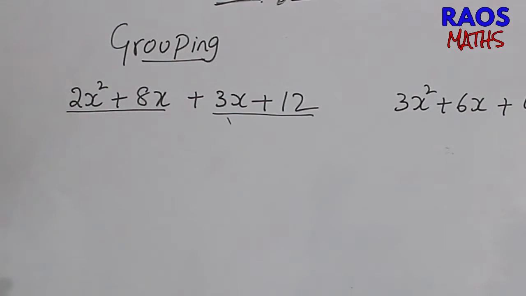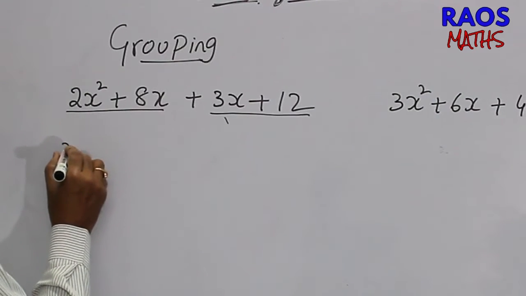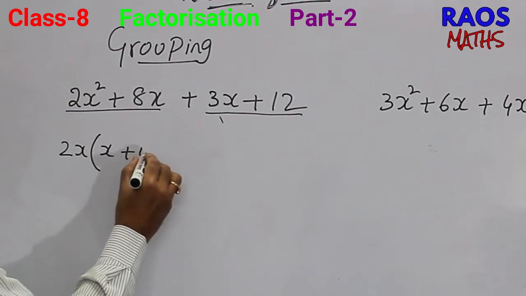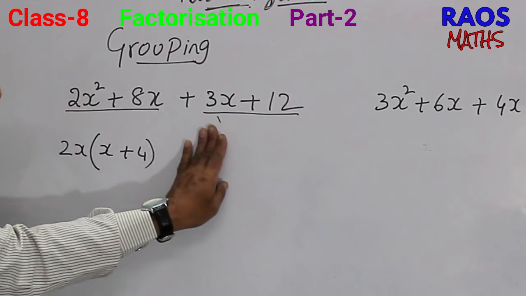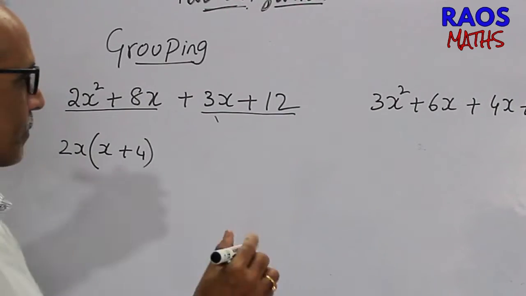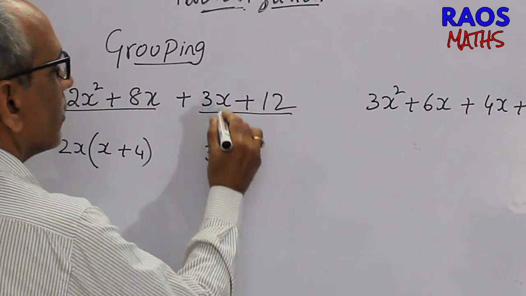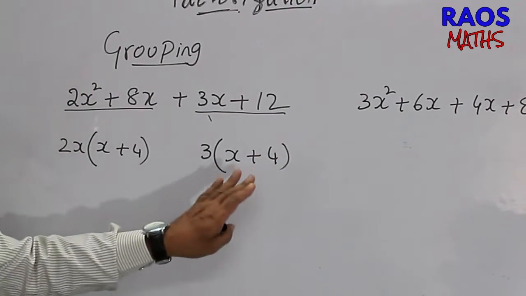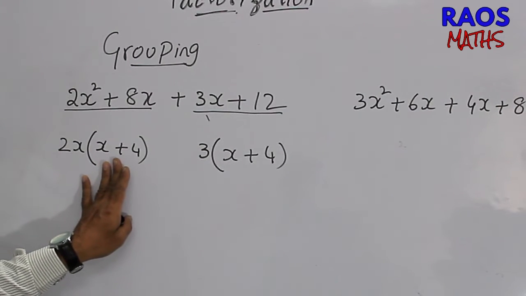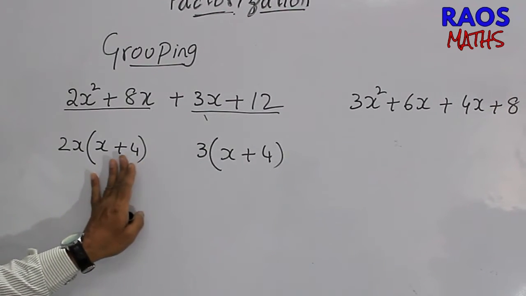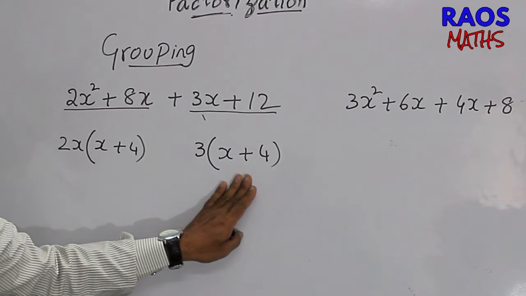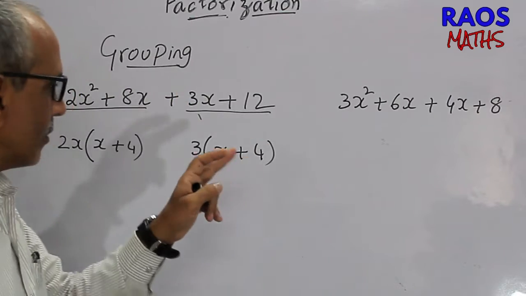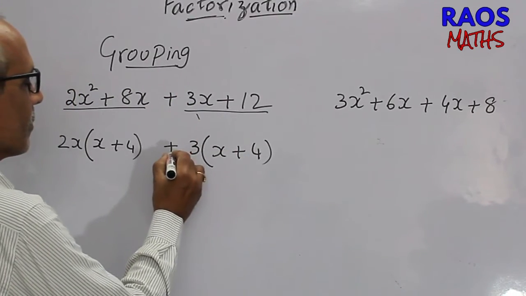No question. Here we factorize the binomial as in the previous section. What are the common factors for 2x square and 8x? 2x. The rest of the factors, x plus 4. No doubt. Next, for 3x square, 3x and 12: 3 of x plus 4. When you observe closely, the other factor in the first group and the second group is similar. Whatever you get in the first bracket, the same you get in the second bracket also.